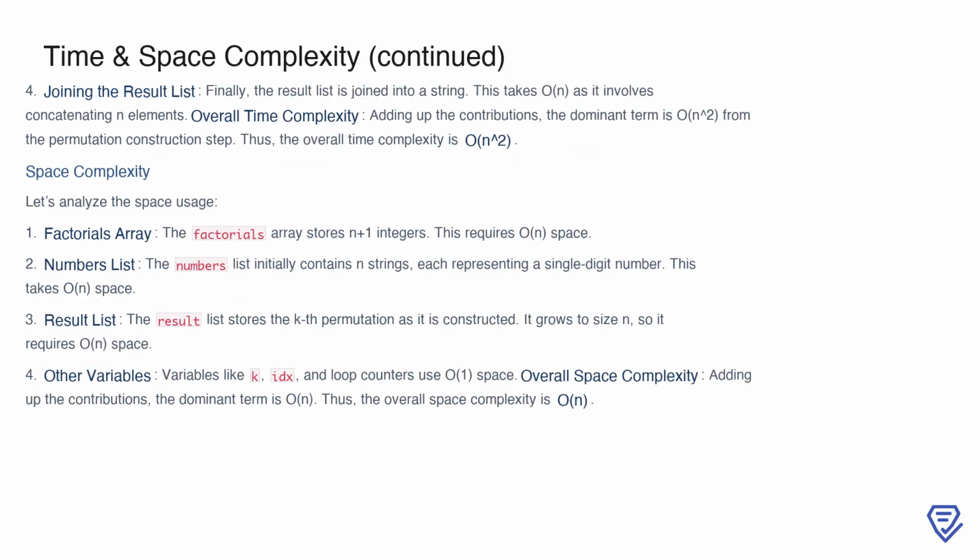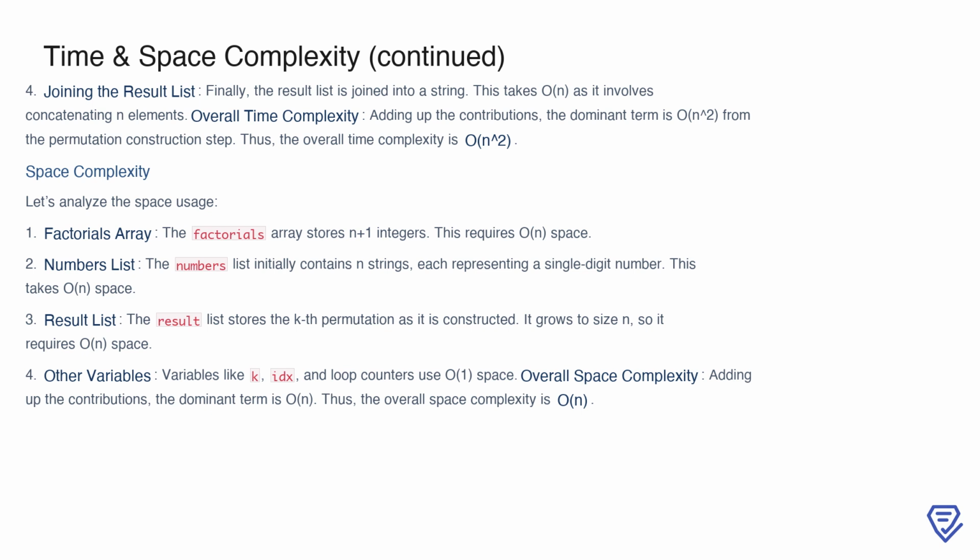Once the result list is built, the final step is to join its elements into a single string. This operation involves concatenating n elements and runs in O(n) time. When we add up the time complexities of all the steps, the dominant term is O(n squared), which comes from the repeated removal operations in the permutation construction step. Therefore, the overall time complexity of the algorithm is O(n squared).